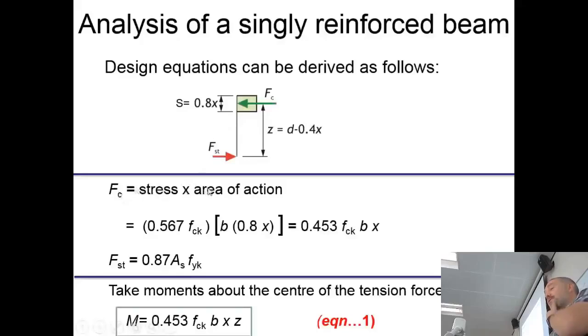So our force is stress times the area. The stress is this 0.567 times fck. The area is the amount of concrete that is in compression. So again, we only consider the area above the neutral axis, but for the UK we just consider this lambda times the x, so to work out that area, it's 0.8 times x times our width b.